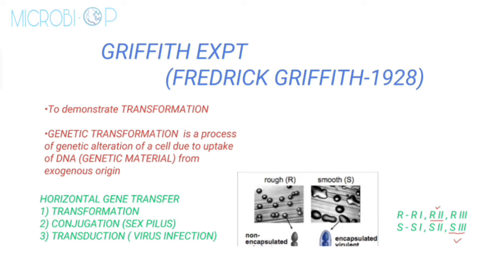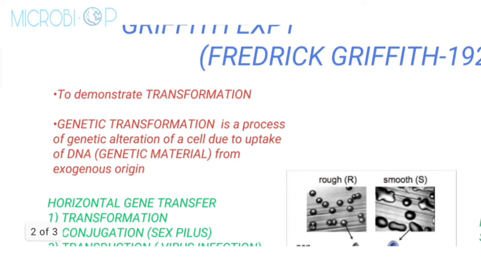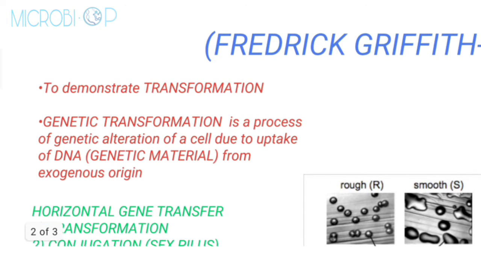Now, the Griffith experiment. It was done by Frederick Griffith in the year 1928. This experiment was done to demonstrate a phenomenon known as genetic transformation, or transformation. What is genetic transformation? Genetic transformation is a process of genetic change or alteration. What is alteration? Alteration is change. And what change is done? It is done in a cell.